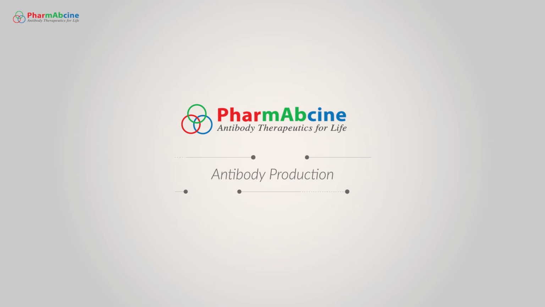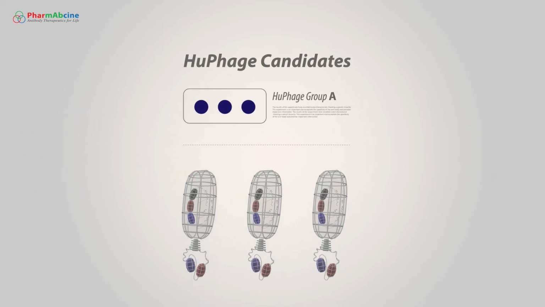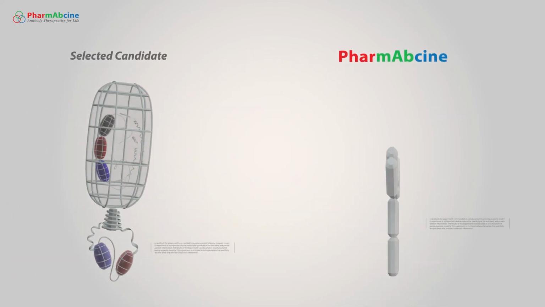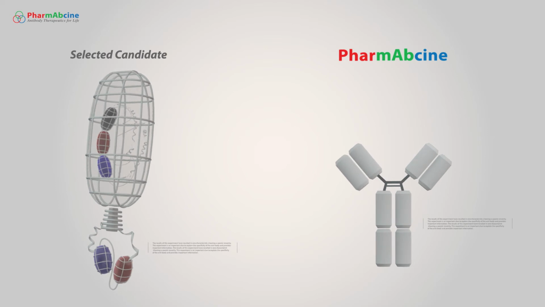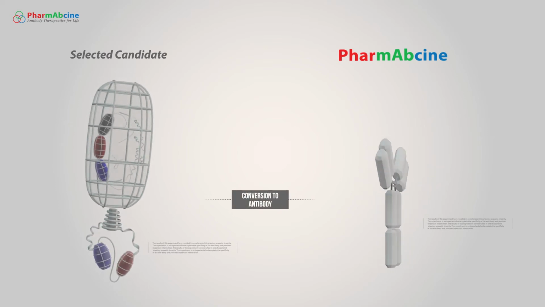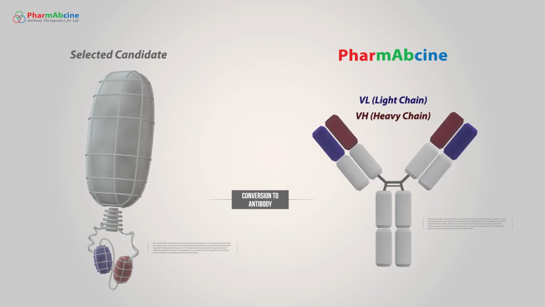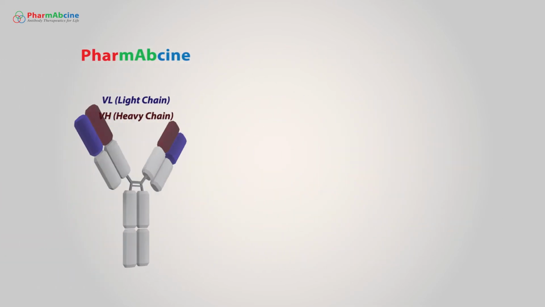Antibody production. The HuPhage candidate materials, after their grouping through the DNA sequence list analysis, are converted into the Y form as an antibody. We proceed to cloning for the relative region's basic antibody frame to create an antibody that bonds with a specific antigen.